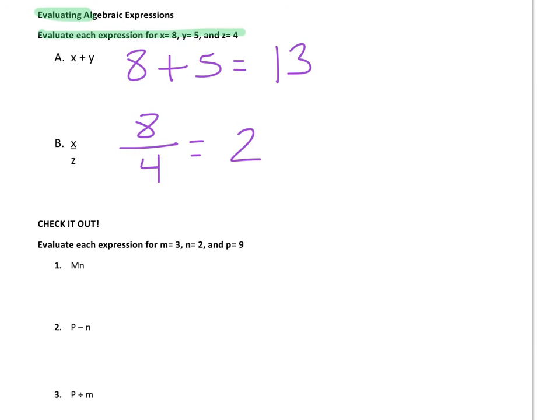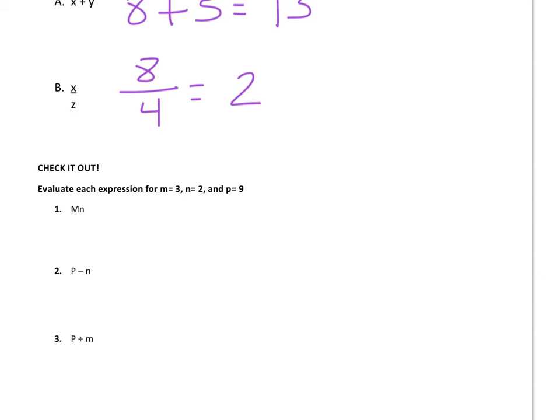Now look at number 1. It's mn. What does that mean? Does it mean multiplication, division, subtraction, or addition? In this case, it's m times n. On number 2, it's p minus n. And then on number 3, it's p divided by m. Notice p divided by m is the same as saying p over m. Both of those are the same. Now it's up to you, again, to plug in those numbers and to evaluate. In other words, you're going to find the answer.